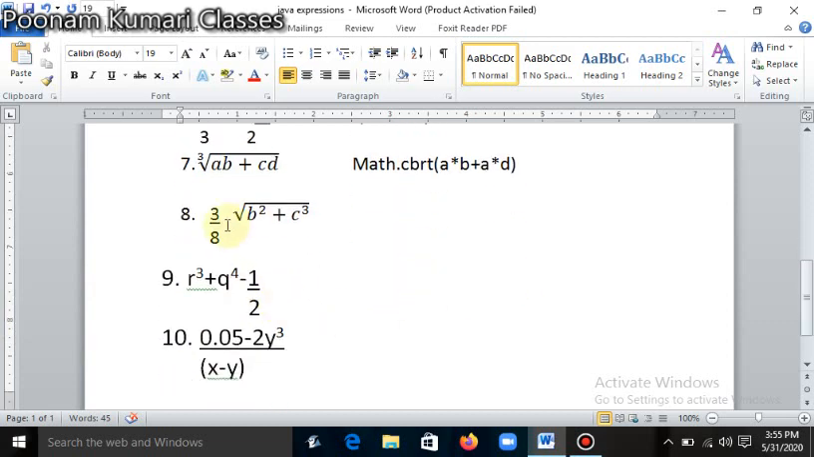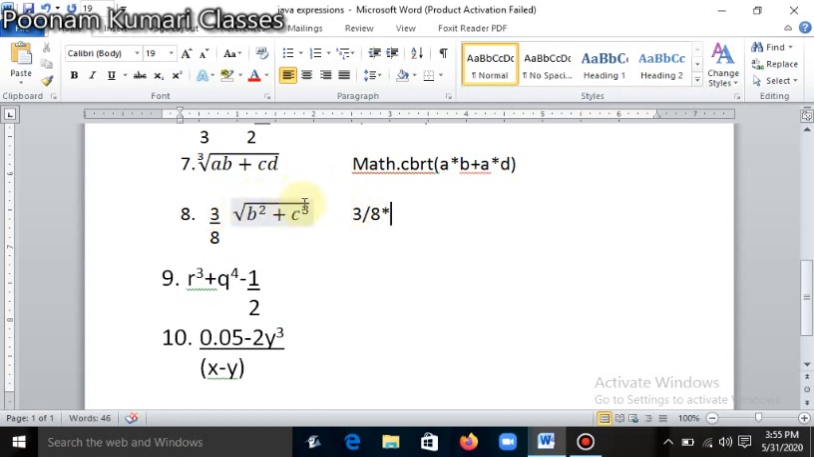Next there is 3 divided by 8. So we will write here 3 divided by 8. Then we will write the multiply sign again, because there is no symbol between them.